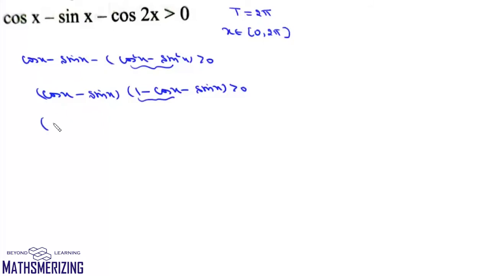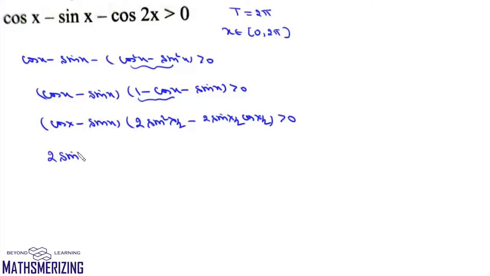Now 1 minus cos x, we can write as 2 sin square x by 2, and sin x is 2 sin x by 2 cos x by 2, greater than 0. So we can take 2 sin x by 2 common. We can write this as cos x minus sin x, and then sin x by 2 minus cos x by 2, and it should be greater than 0.